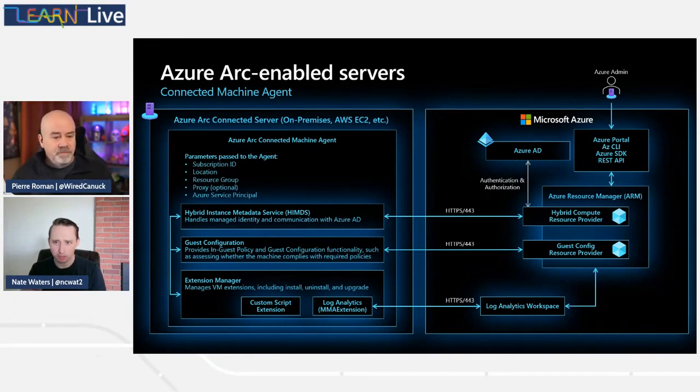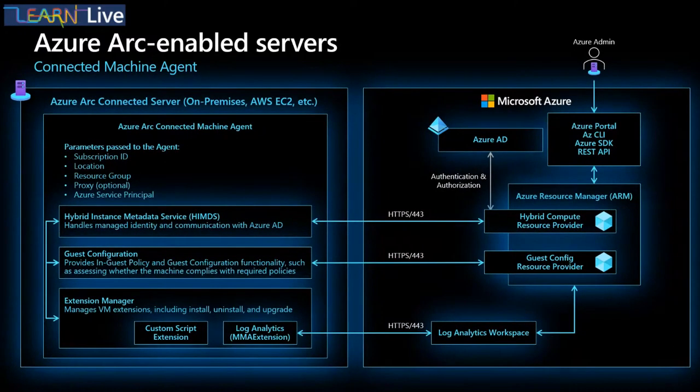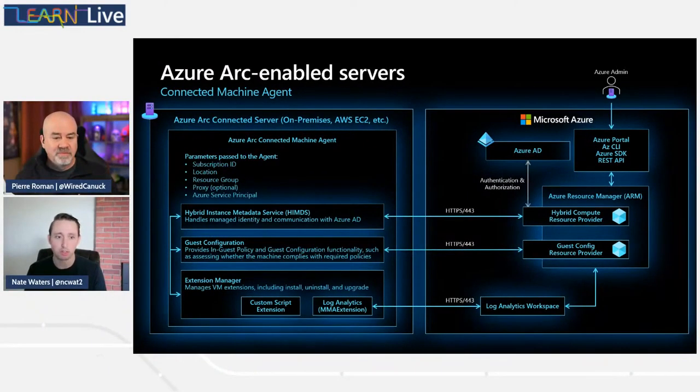Right. And I think, breaking down the connected machine agent for Azure Arc, there are really three core components to it. If you look at the slide on the left side, you'll see those three buckets. First, the hybrid instance metadata service, which just manages the identity and aligns it with Azure. Then you have the guest configuration agent, which provides in-guest policy and guest config functionality, such as assessing whether the machine complies with your required policies. And last is the extension agent, which manages the install, uninstall, and upgrade of VM extensions. So things like Log Analytics and the MMA extension can all be accessed through that. Together, those three components constitute the connected machine agent. You can see how they connect to Azure Resource Manager or Log Analytics and your Active Directory and authentication. Yep.